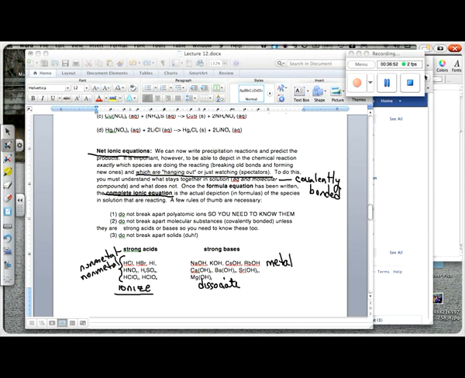So all you're doing is breaking apart an ionic compound. If you look at which types are strong, it is your group 1s and a few of your group 2s. We are going to break those apart in water when we start doing our complete ionic equations and then our net ionic equations. I've got some examples in the notes of how to do that.